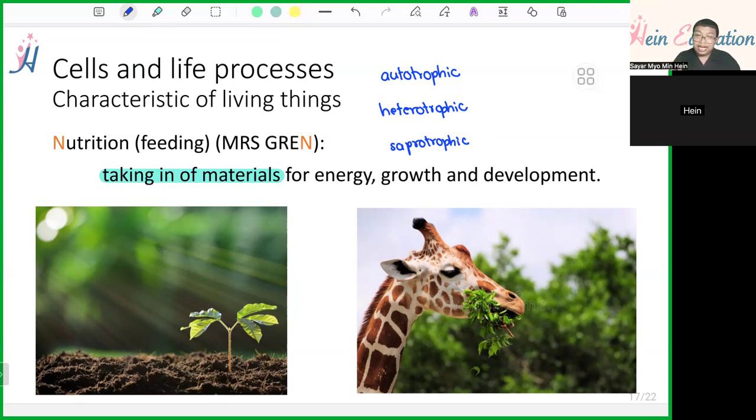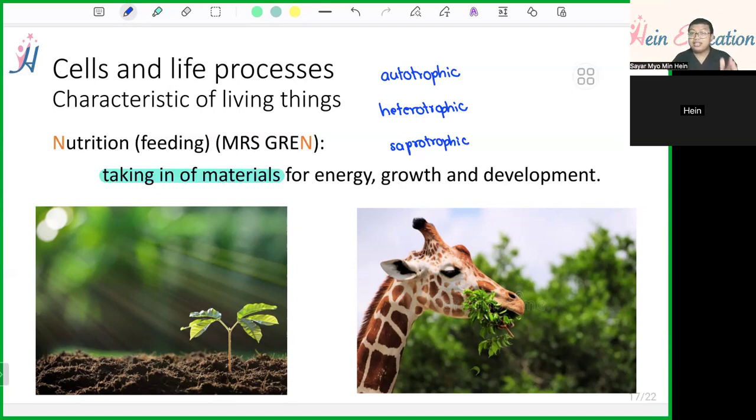Don't forget that these seven characteristics do not stand alone. They are interconnected. As an example, only after I eat, or have nutrition, can I produce energy. Then only when I get energy can I perform movement, do excretion and everything. So all seven characteristics of living things are interconnected together. They do not stand alone.